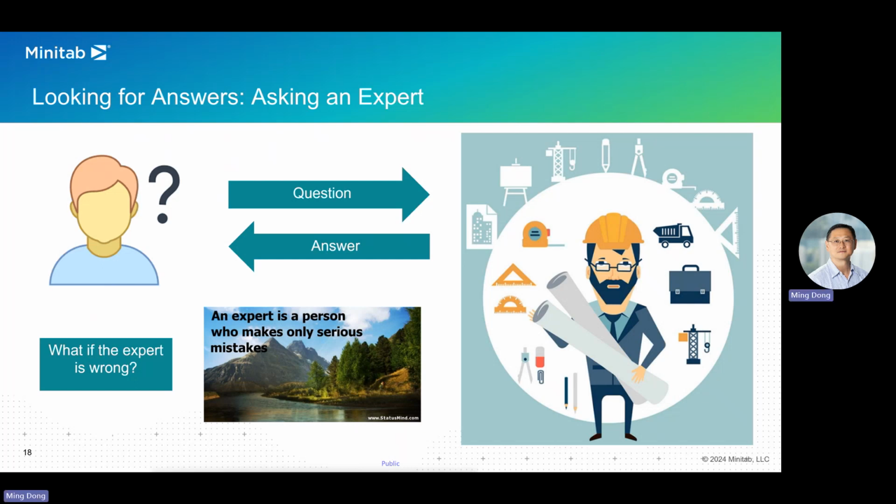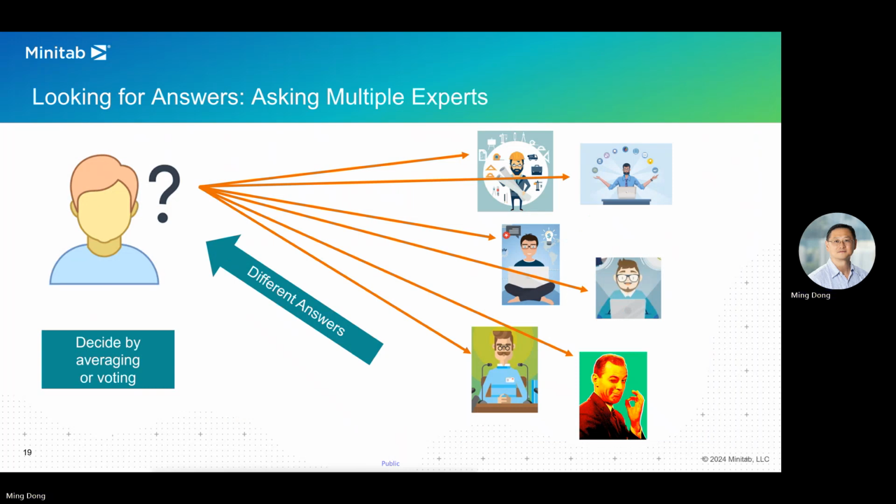If you just ask one expert, then we try a different approach. We ask many experts, right? In this area, we definitely have more than one. We have a few hundred experts. We ask their opinion, and we collect those opinions, then we decide. It could be decided by average or by voting, the majority. So these are different approaches.